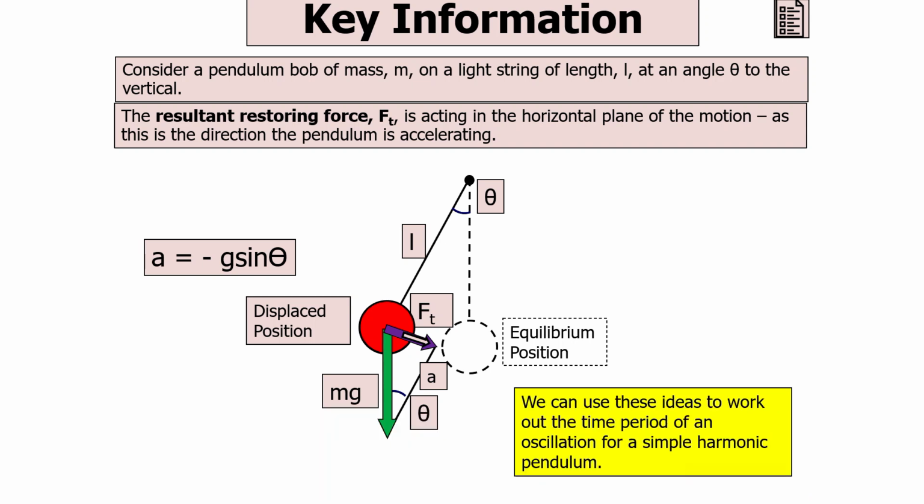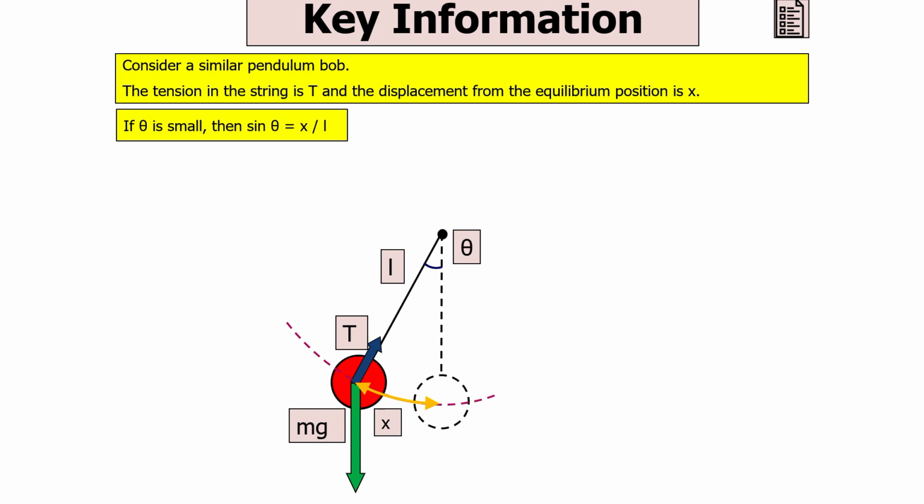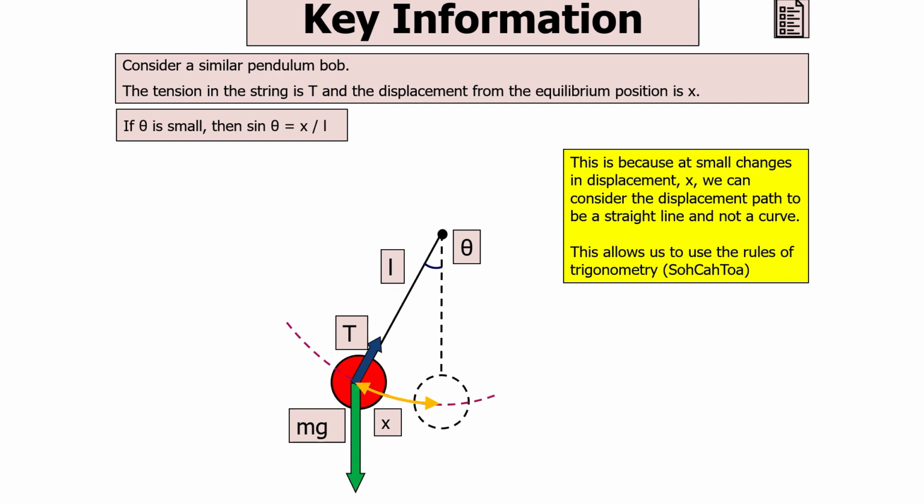Now we can use these ideas to work out the time period of an oscillation for a simple harmonic pendulum. So consider a similar pendulum bob. The tension in the string is T and the displacement from equilibrium position is x. If theta is small, well, we know sine theta is x over L. This is because of small changes in displacement x, we can consider the displacement path to be a straight line and not a curve. So it allows us to use the rules of trigonometry, SOHCAHTOA.